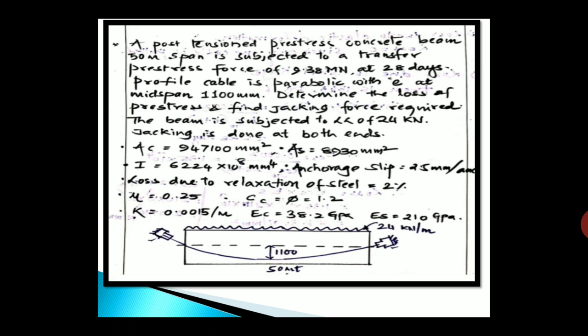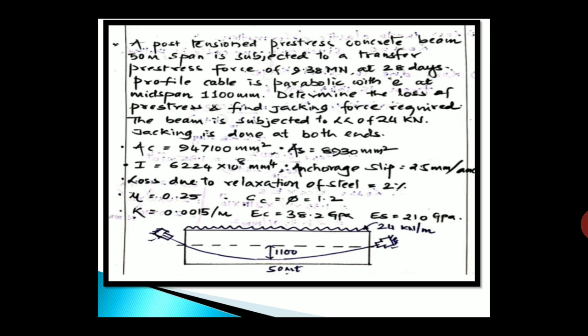Given data includes area of concrete, area of steel AS, and I value. The data required to find the losses such as anchorage slip and loss due to relaxation are mentioned. The values of mu, K and other required values such as elasticity of steel and concrete are also given. See that the EC and ES values are given in GPa, that is gigapascal, so while using them, you need to convert them properly. Now when we look at this example, it becomes a half page example.